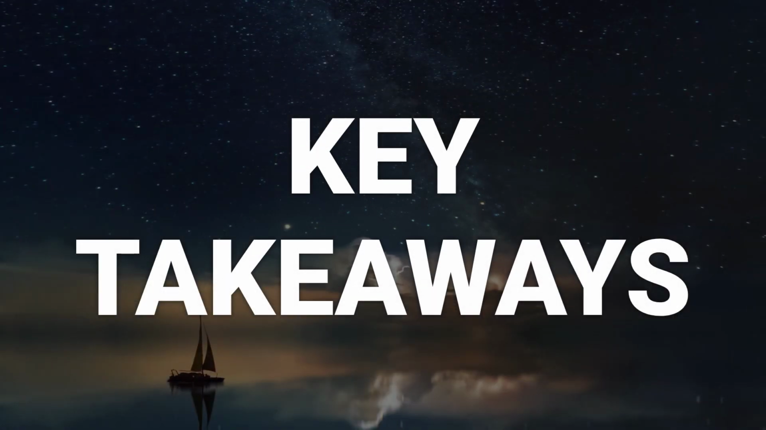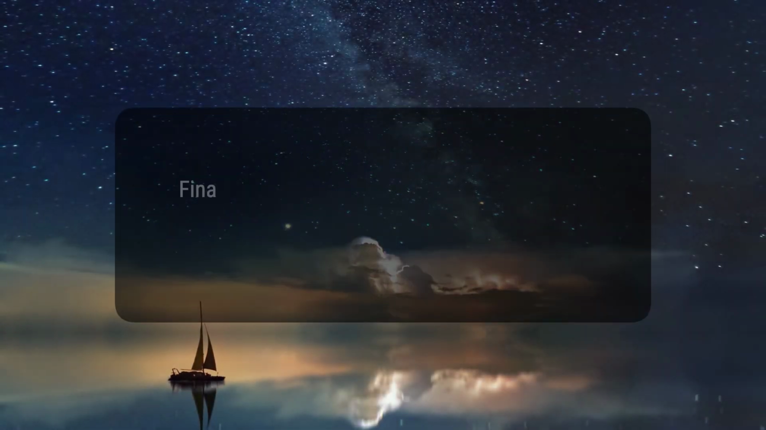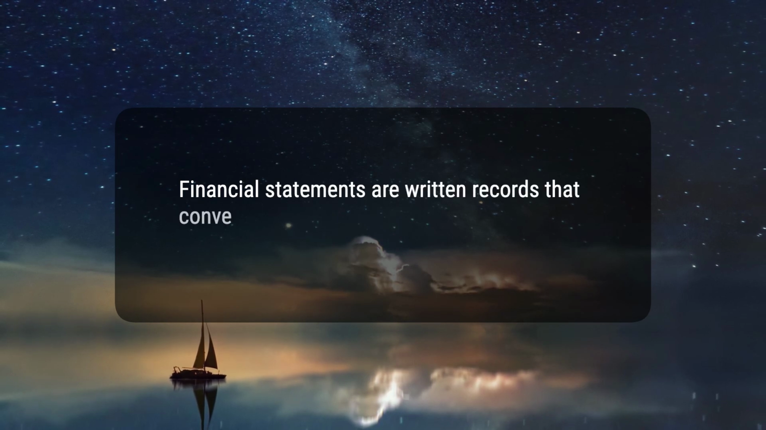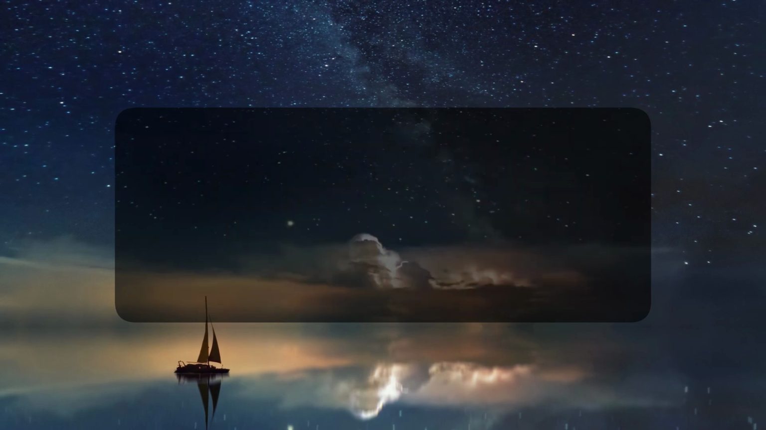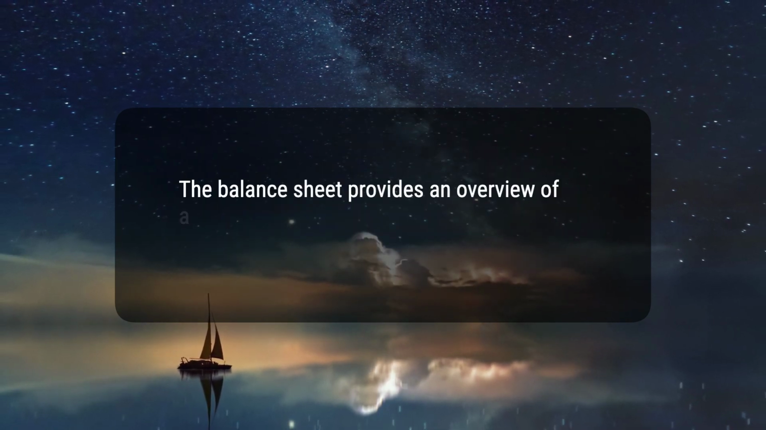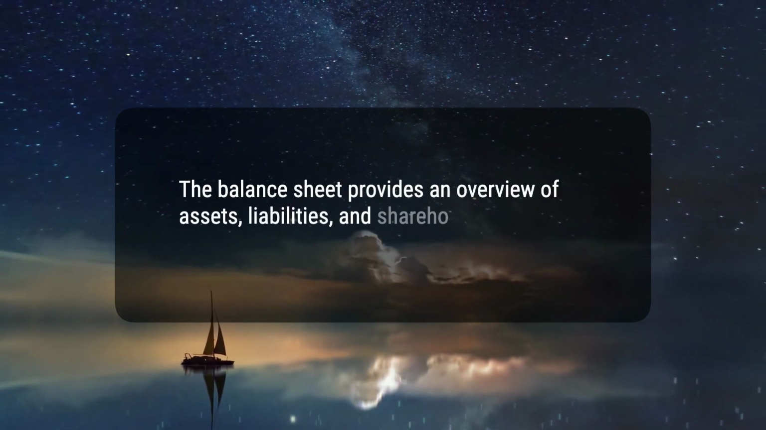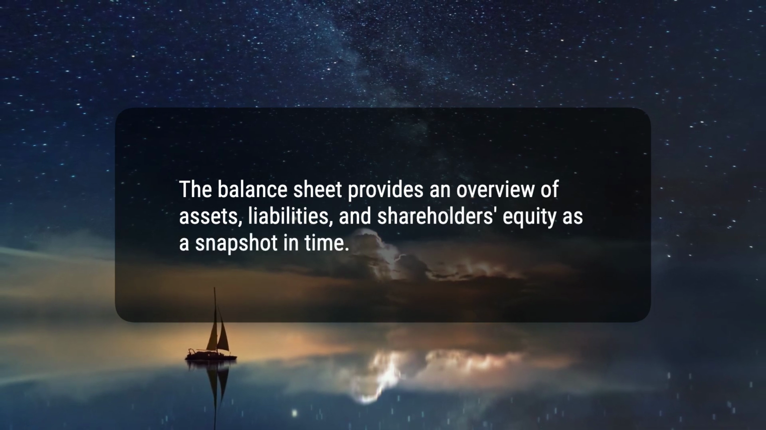Here are 5 key takeaways. 1. Financial statements are written records that convey the business activities and the financial performance of an entity. 2. The balance sheet provides an overview of assets, liabilities, and shareholders' equity as a snapshot in time.